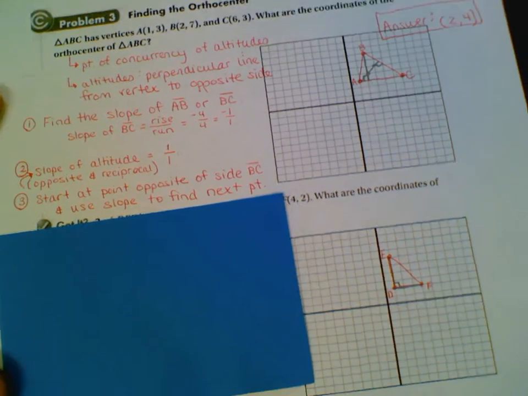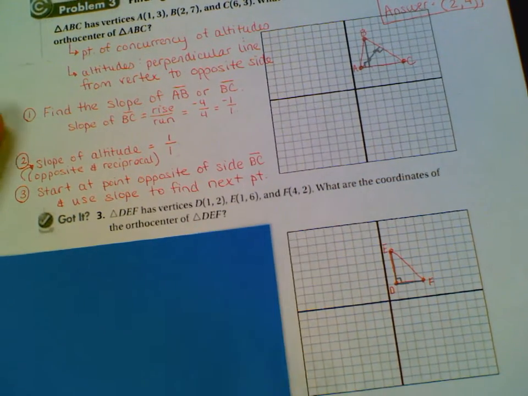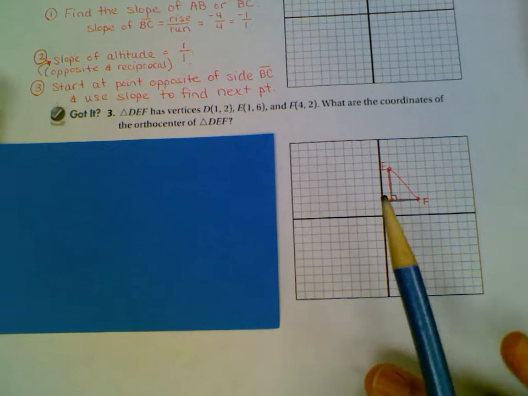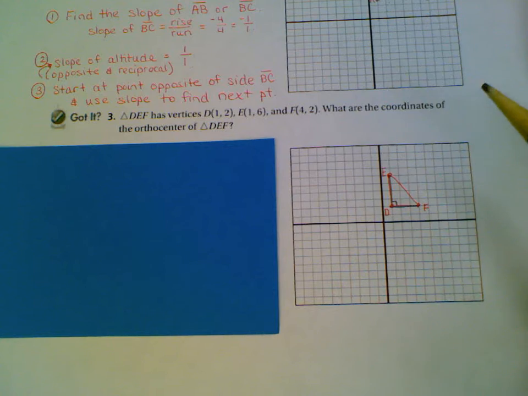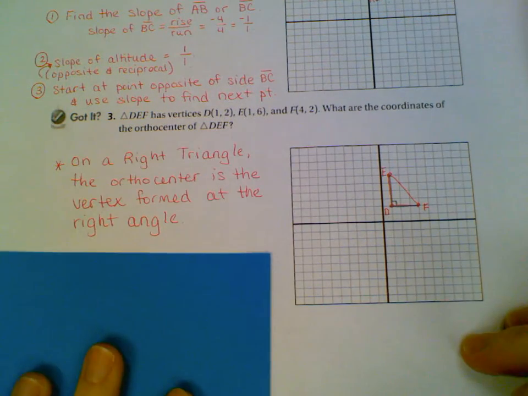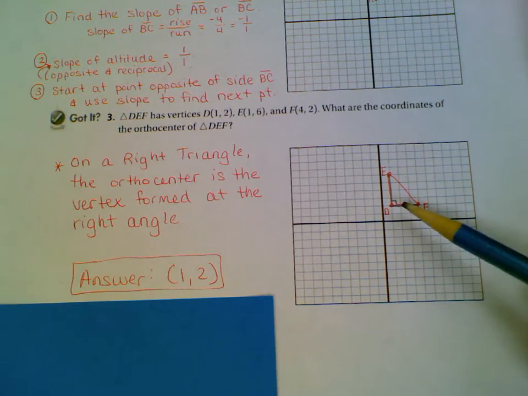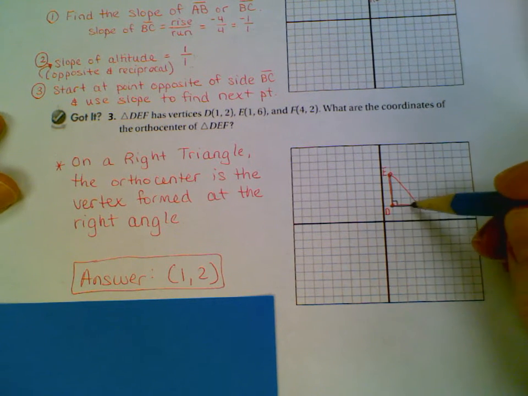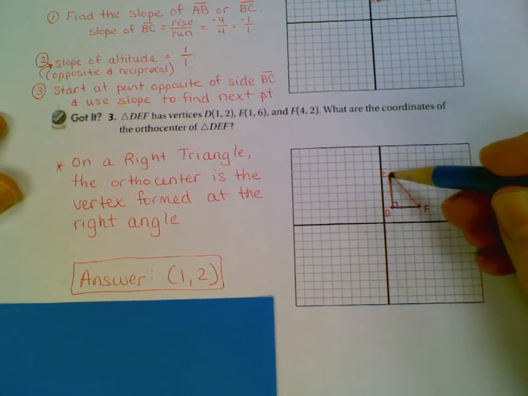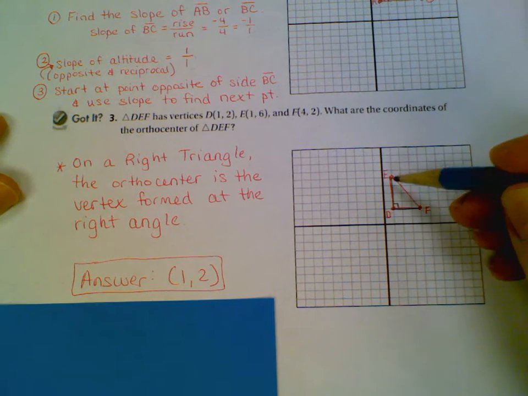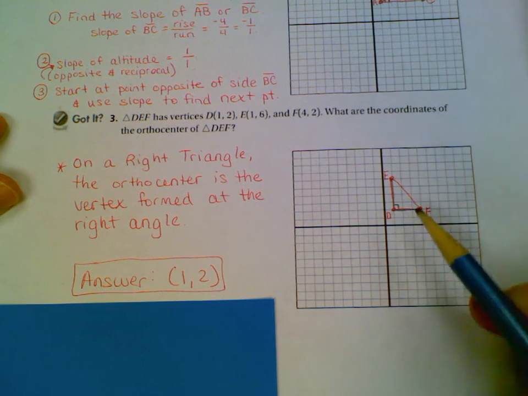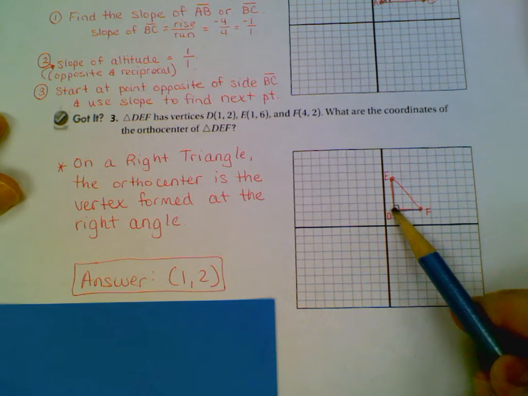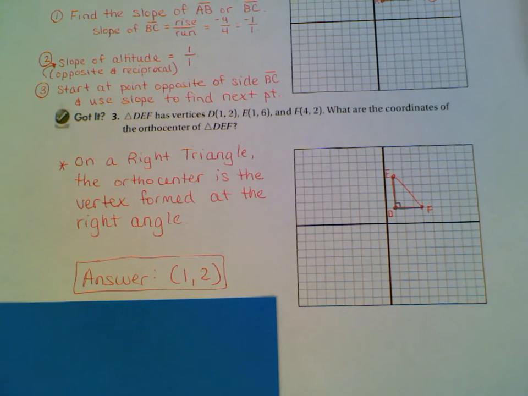Alright, I want you to pause the video and see if you can do the next question. So on the next question, I went ahead and graphed it. Notice that this one is a right triangle. So if you remember from the previous, a right triangle will always have the orthocenter on the corner of where that right angle is. Because here's my horizontal line, so my perpendicular line would be this side DE, and vice versa. If I'm using DE, my perpendicular side would be DF. So therefore they're going to intersect at this corner, which is point D, and those coordinates are 1, 2.